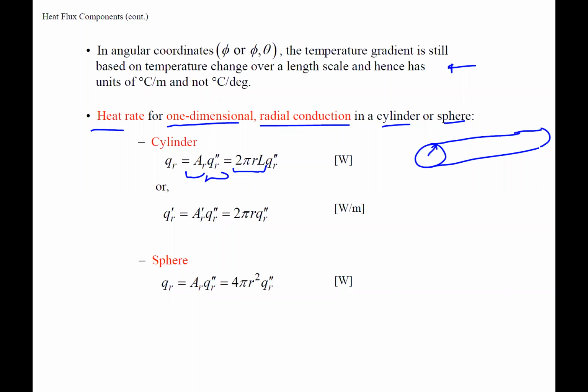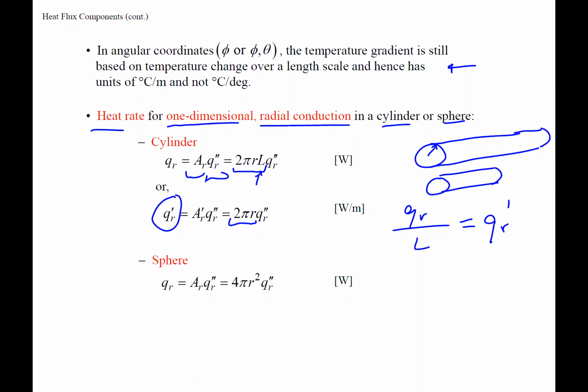And one thing we do a lot with cylindrical coordinates is this prime that you see here. All that is taking the q_r and dividing it by length, which gives you q_r prime. So that's why in here you don't see the length. That's useful because that's just a scalar. You're just making the cylinder smaller.